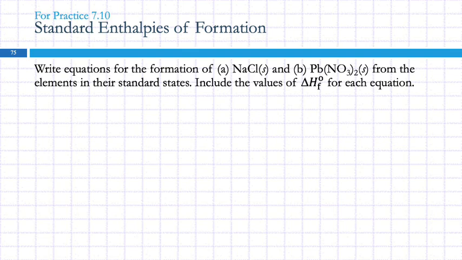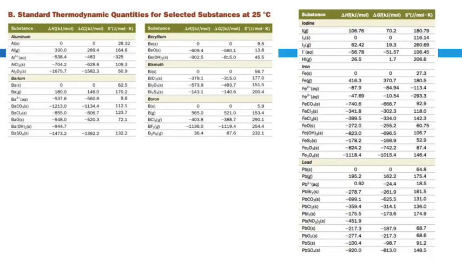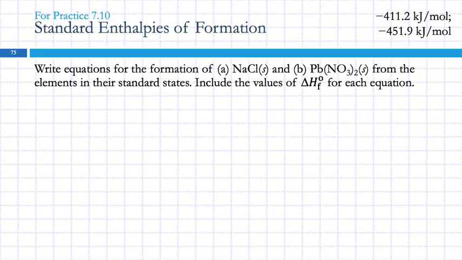Write equations for the formation of sodium chloride and lead nitrate from the elements in their standard states. Include the values of delta H for each equation. That's my little cheat sheet. Just want to make sure it was there. Okay, let's do the first one first. So this is a formation equation for sodium chloride.